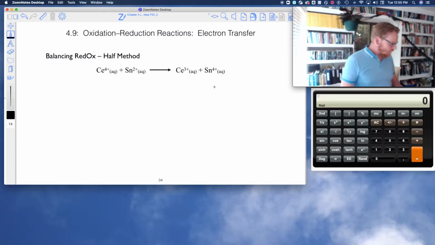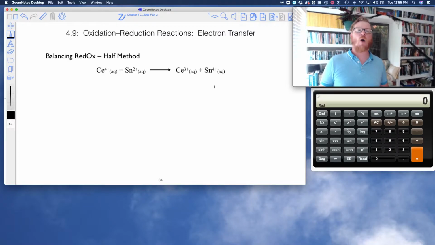Okay. So now let's move on, moving forward. And we're going to talk about how we balance these redox reactions. There's a special way we have to balance these reactions. Not only do we have to balance the atoms like you've done previously, but we also have to balance the charges, and thus we have to balance the electrons.